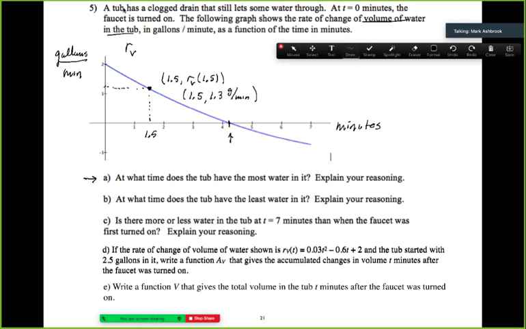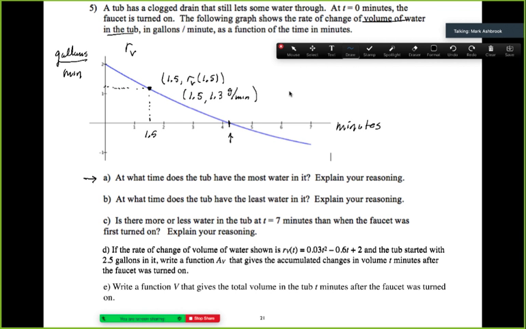It says a tub that has a clogged drain still lets some water through. And then at t equals 0, the faucet is turned on. So what's happening? It's turned on, so we're adding water, that makes sense, but then the amount that's added to the tub per minute is going down. Is it like the tub is slowly getting unclogged?